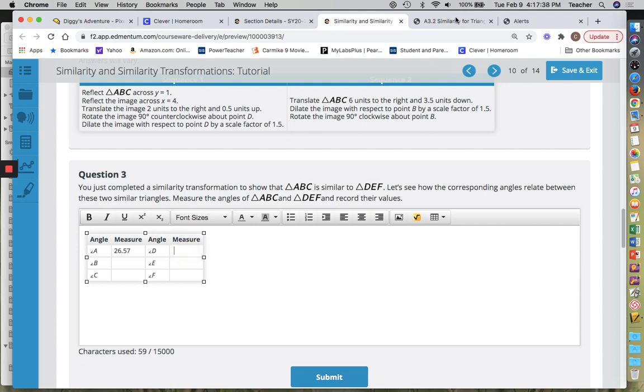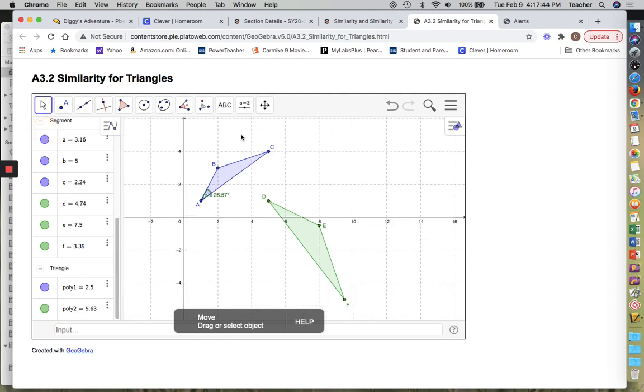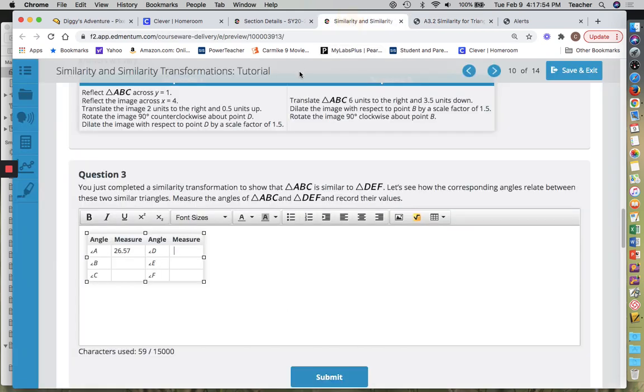All right, let's find D. Let me move this because we have to click in a clockwise motion. So come down. Now to get D, you have to click on F, D, E: 26.57. Looks like my angles are going to be the same.